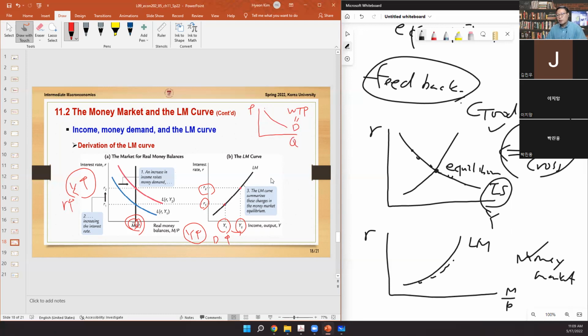And then after having this LM curve, very easily, when you change the national income or income level, up or down, you will find several points along this LM curve.